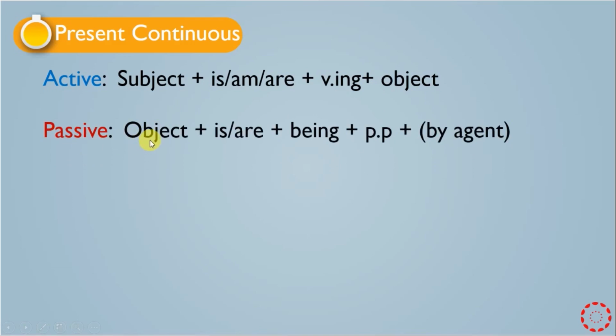We move the object and put it at the initial of the sentence, and then we have verb to be, is or are. It depends on the object, whether we use is or are. I will tell you later. And then we have being. This is very important. We have being. After being, we change the form of the verb from present continuous, in the ing form, to the past participle form of the verb. And then we may have by agent.